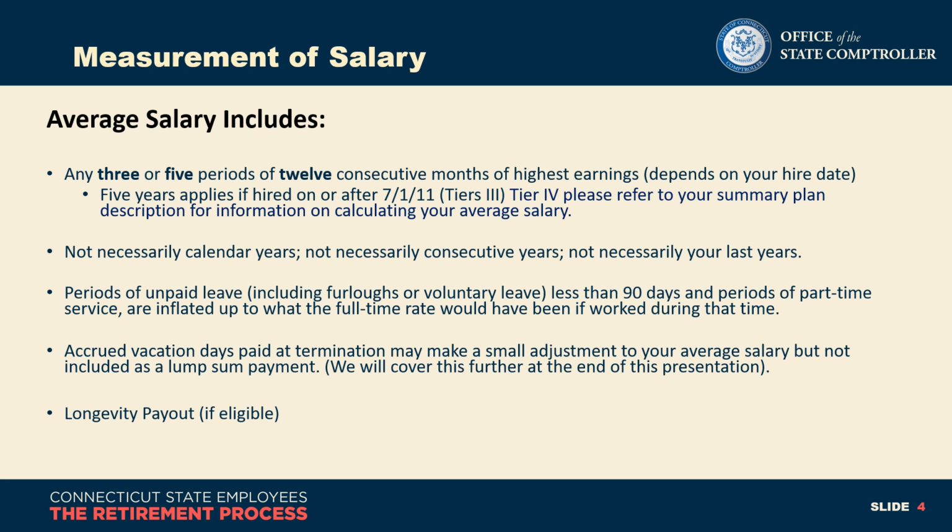If you are Tier 4, please refer to your summary plan description for additional rules on how your average salary is calculated. Each 12-month period used does not have to be a calendar year. For example, it does not have to be January 1st through December 31st. Each of the 12-month periods do not have to be consecutive. For example, if we use April 1st through March 31st, additional years would not be limited to the continuation of the April 1st through March 31st pattern.